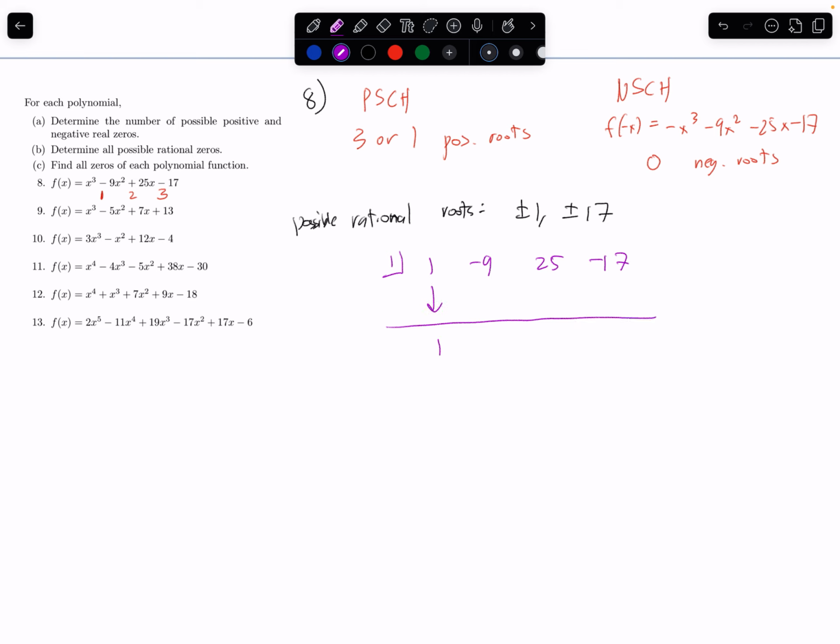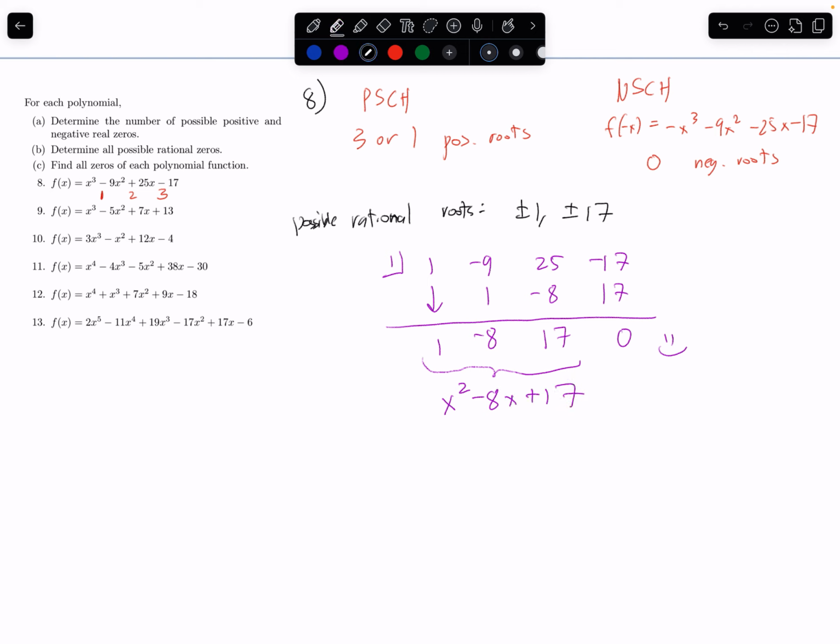Watch. 1 comes down. 1 times 1 is 1. Negative 9 plus 1 is negative 8. Times 1 is negative 8. Plus 25 is positive 17. Times 1 is 17. And those add to 0. So perfect. So this means that x squared minus 8x plus 17 would be the result if I was to divide by x minus 1.